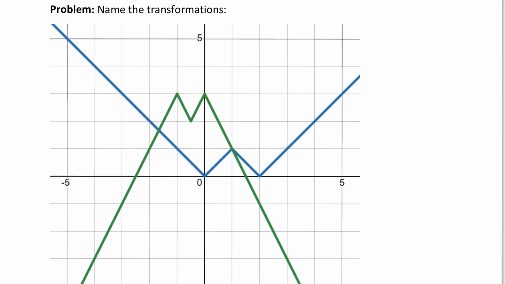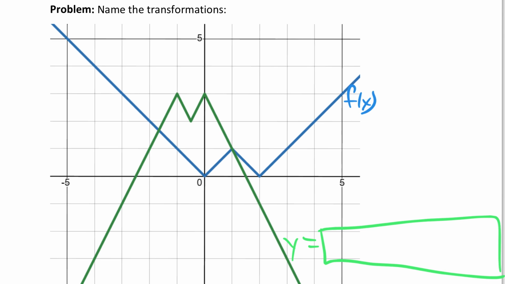All right, let's do another one. Here we have the initial graph again in blue. And we're looking for a y equals in green. So pause the video and give that a try.